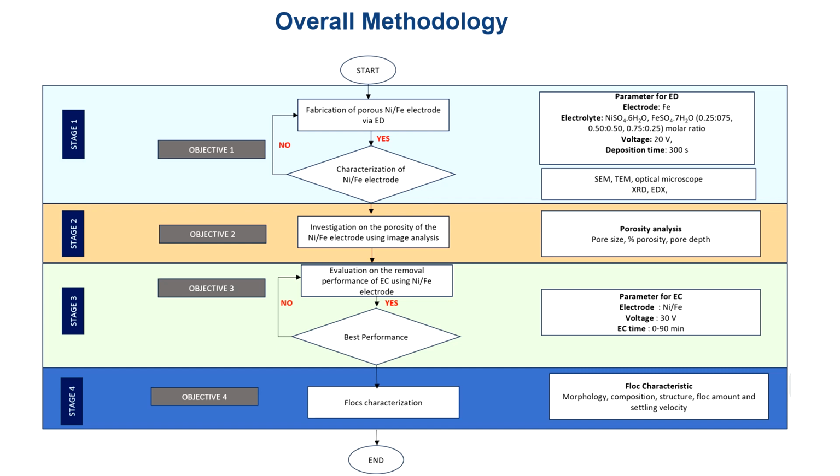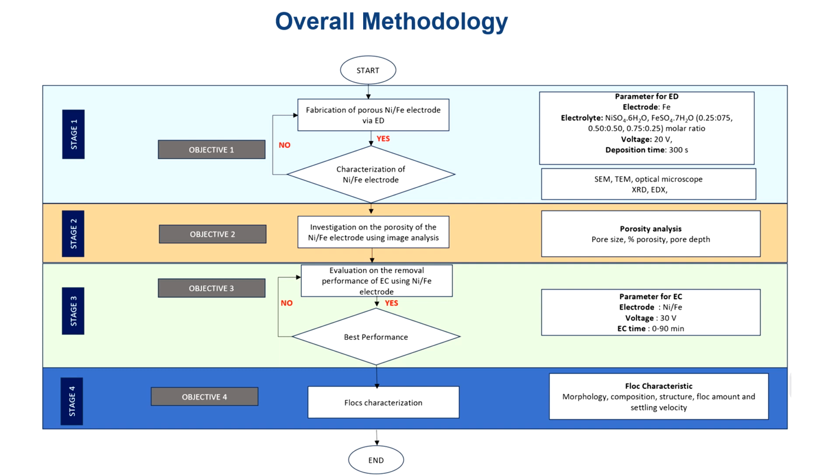This is the overall methodology for this work, where it will be divided into 4 stages and related to the 4 objectives. The first stage is the fabrication of porous nickel-Fe electrode via electrodeposition, and also the characterization of the nickel electrode. These are the parameters that will be used.